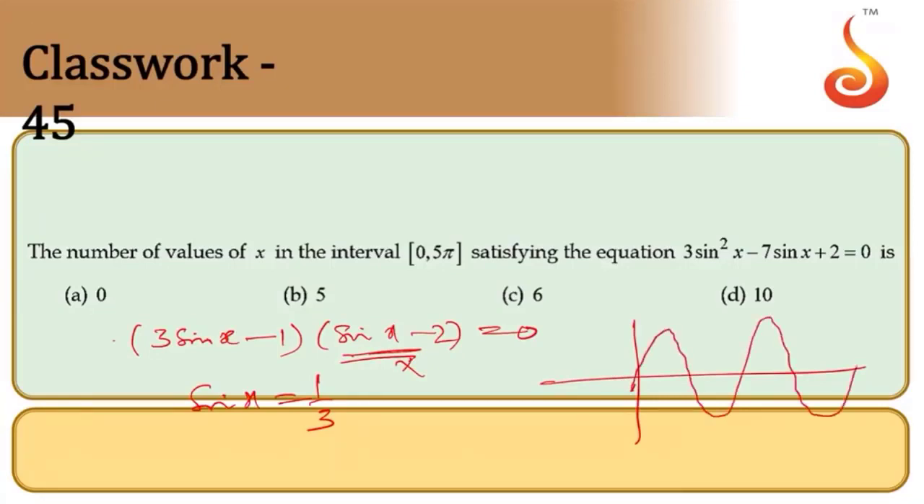Consider the sine x graph. When you take up the sine x graph, it looks like this one. So it is pi, 2 pi, 3 pi, 4 pi and 5 pi. Sine x equals 1 by 3, so you consider the straight line y equals 1 by 3. It will intersect up to 5 pi, starting from 0. It will intersect the graph at the number of points, which are 1, 2, 3, 4, 5, 6. So the number of solutions is 6.